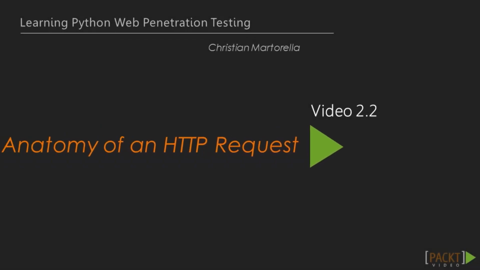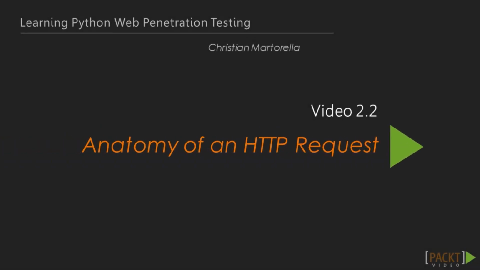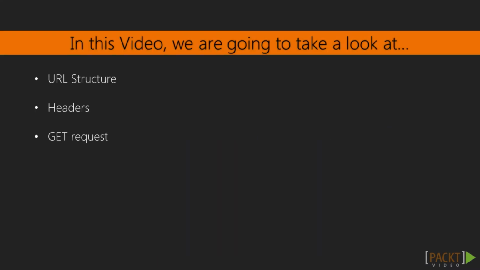In the previous video, we had a brief introduction to HTTP, and we saw a basic GET request example. We also saw the different HTTP methods available that we can use to interact with web applications. In this video, we're going to take a look at the structure of a URL, the request and response headers, and an example of GET requests using Telnet, to understand how it works at a low level.